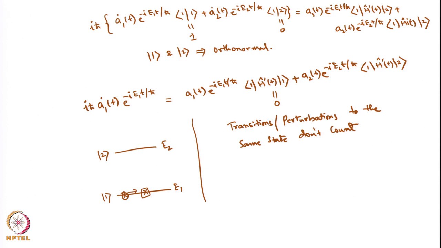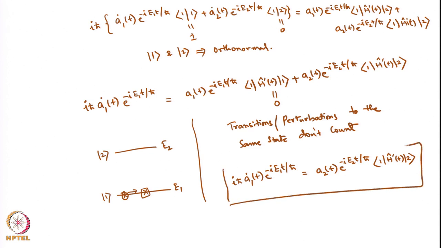Now in such a scenario your first term is gone, so what you get is iħ a1 dot(t) e^(-iE1t/ħ) equals a2(t) e^(-iE2t/ħ) ⟨ψ1|H'(t)|ψ2⟩. Okay, so that is one equation that we will get.